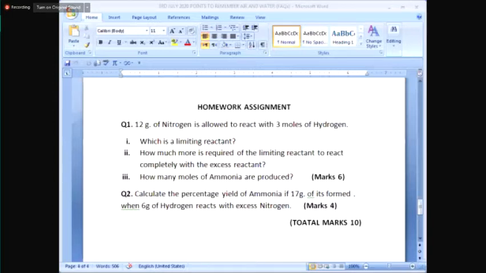Now the second part says, how much more is required of the limiting reactant to react completely with the excess reactant? Now the excess reactant was the hydrogen. How much was it in excess? Not all 3 moles. The one which was left after reacting with 12 over 28 moles of nitrogen, those were the excess. So I think smart students who are good at maths can do it in different ways to know how much more nitrogen was required.